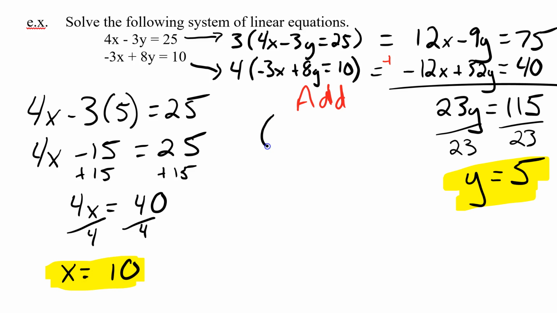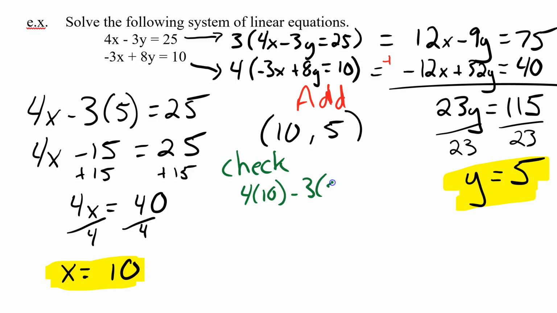So the point that satisfies both is 10 and 5. And again, let's do a quick check to make sure that I am actually right. Start with the first equation, changing the x's to 10 and the y's to 5s. 4 times 10 minus 3 times 5 should be 25. 4 times 10 is 40, minus 15. 40 minus 15 is 25. And yep, that's a good check.